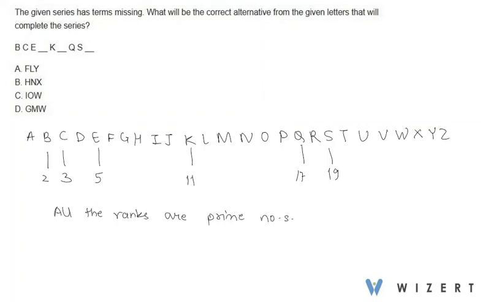So prime numbers left between these numbers are 7. So 5, 6, 7, 11, 12, 13, 17, 19, 20, 21, 22, 23. So the prime numbers that are left are 7, 13 and 23. So the correct order of letters that will come between the missing terms will be G, M and W. So the answer is option D.